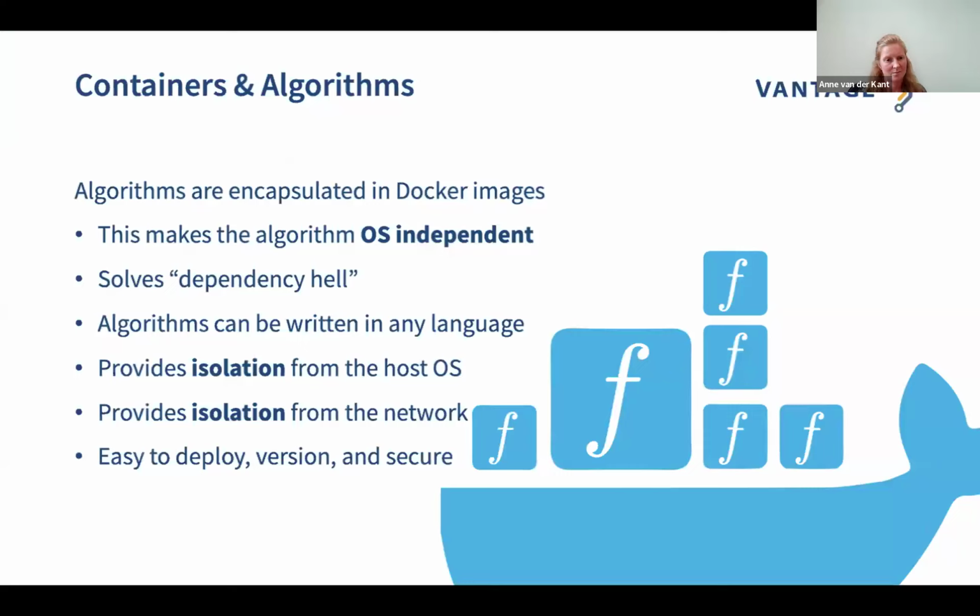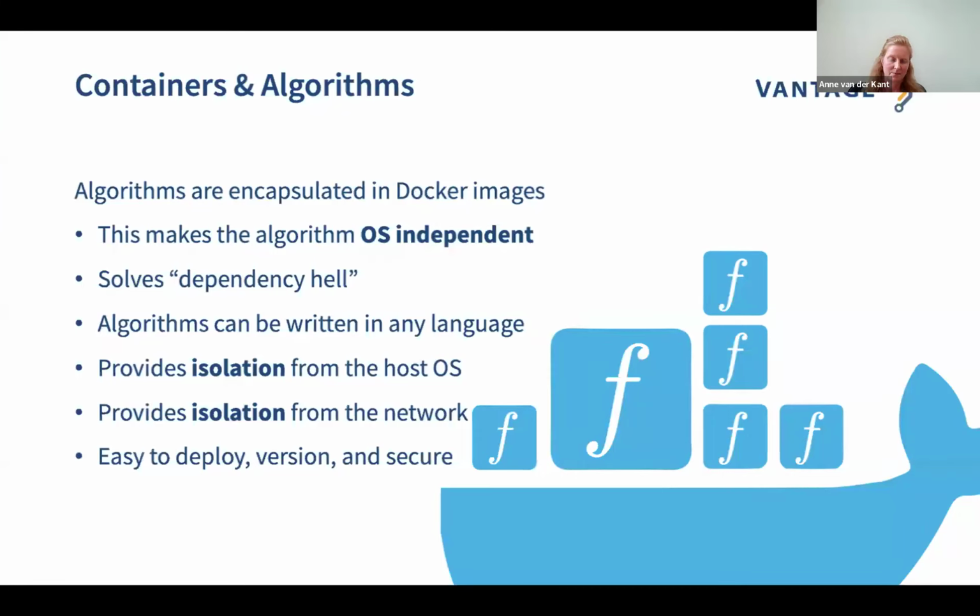So why do we do that? It makes algorithms operating system independent. It solves dependency issues. So if one algorithm uses Python 3.7 and the other one 2.7, which is really ancient, but still, you can do that if you want. You shouldn't, but you can.